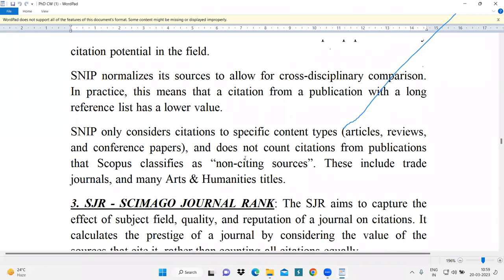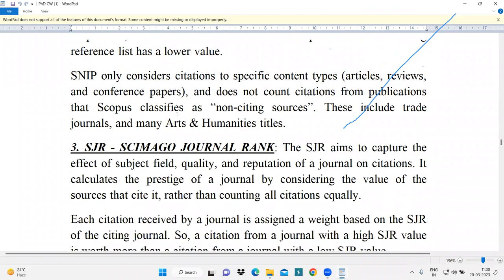SNP only considers citations to specific content types: article, review, and conference paper. When we are giving the citation, which ones is SNP considering? The article, reviews, and the conference paper. They are not considering book series and other things. And it does not count citations from publications that SCOPUS classifies as non-citing sources. SCOPUS has given a list of non-citing sources, so SNP is deleting those references. These include trade journals and many arts and humanities titles. Trade journals and arts and humanities titles are not calculated by SNP.